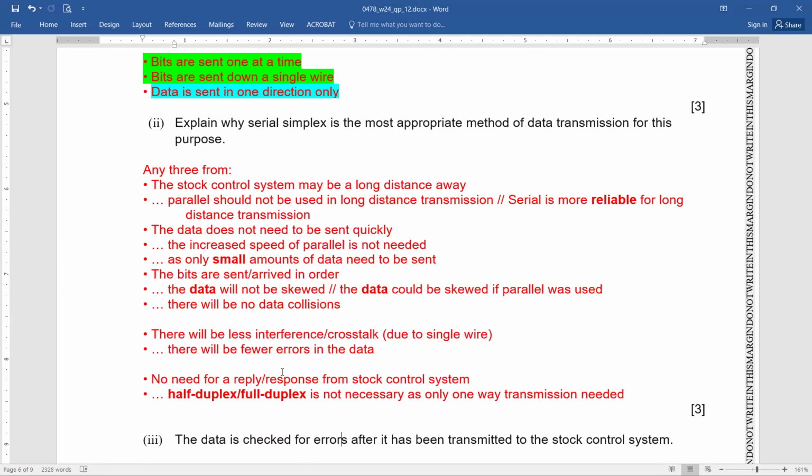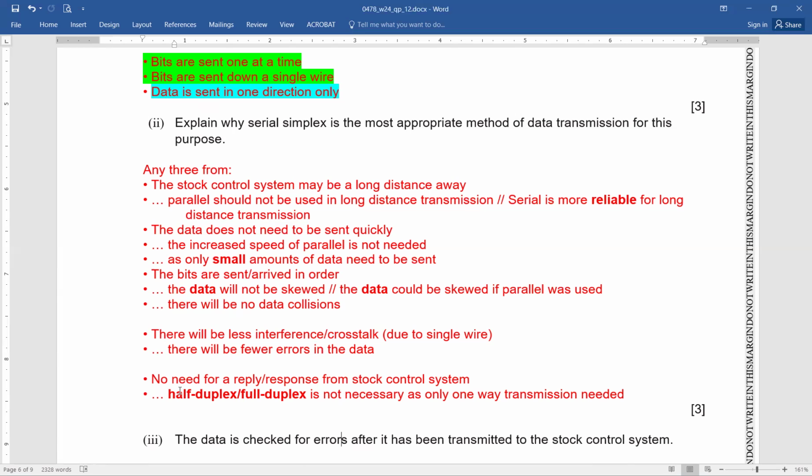You want the security of the data. You don't want the data to be skewed. You have to send the data to a longer distance. In that case, parallel is not used in long distance transmission. And another thing can be, for me, time is not the problem. So that can also be a reason, because serial transmission may take longer. So if speed is not my major concern, I'll again go for serial. So I can go for serial transmission.